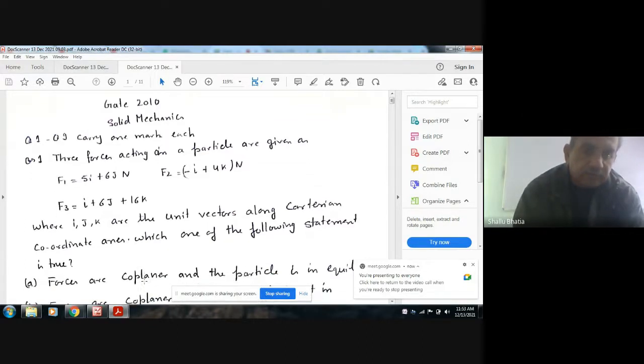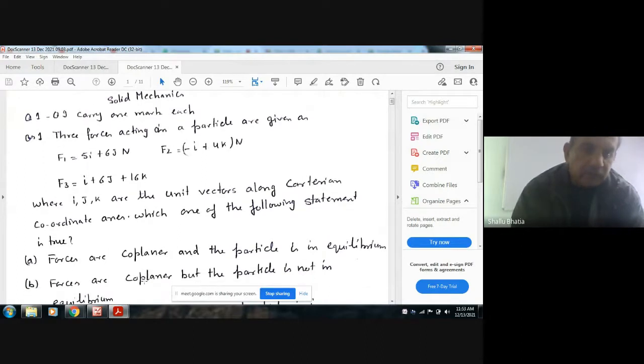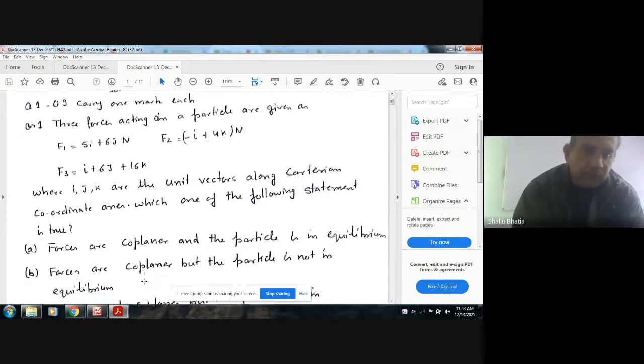Question 1: three forces acting on a particle are given as F1 is equal to 5i plus 6j Newton, F2 is equal to minus i plus 4k Newton, and F3 is equal to i plus 6j plus 16k Newton, where i, j, k are the unit vectors along the Cartesian coordinate axes. Which one of the following statements is true?